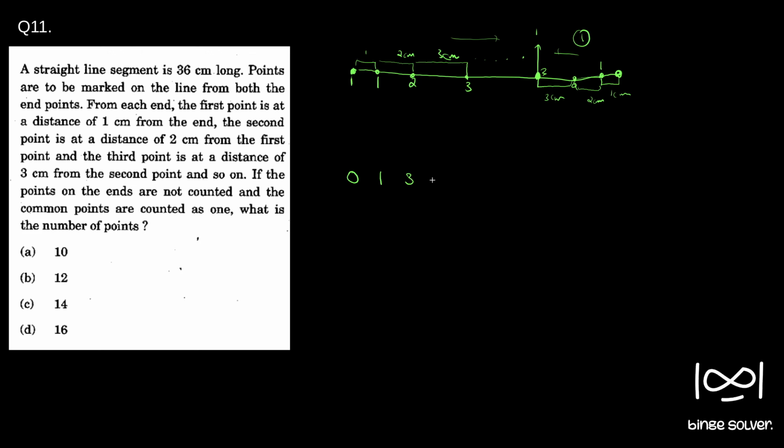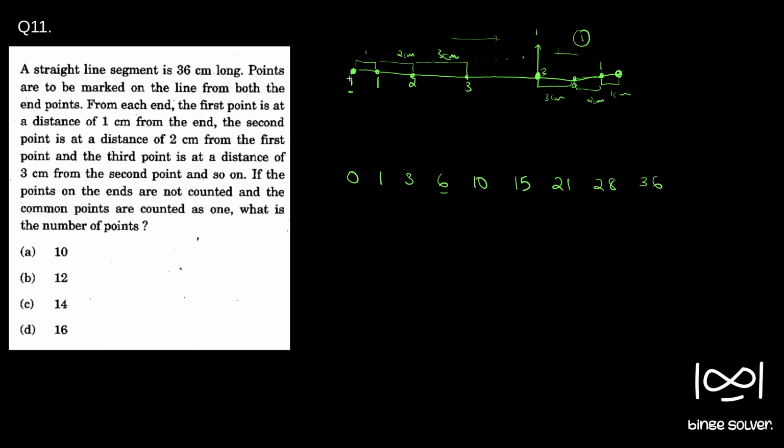Now we add 4 to this, so the next point is 4 centimeter from the third point. The third point is 3 centimeter from the start, so we add 3 and 4 to get 6 centimeter. So what does this 6 mean? It is 6 centimeter from the starting point. Similarly, we add 5, next we add 4, 5, 6, 7 and 8, so we get 36.